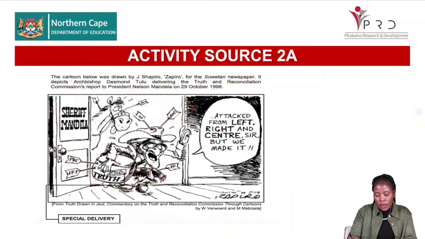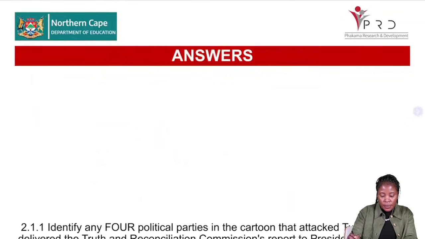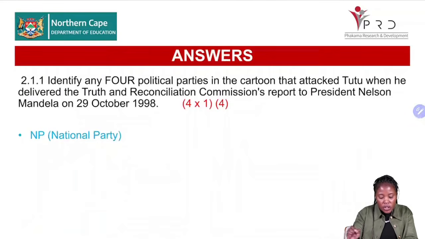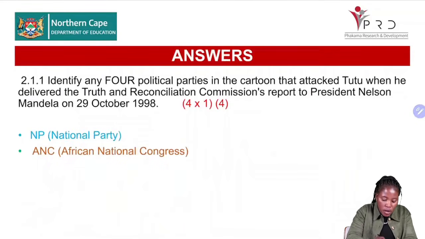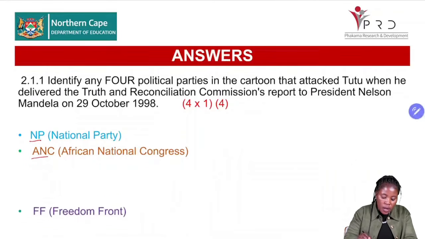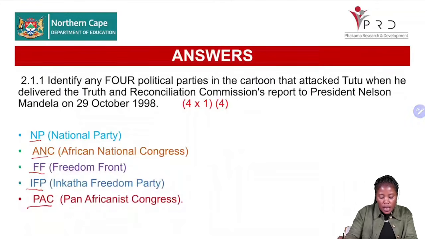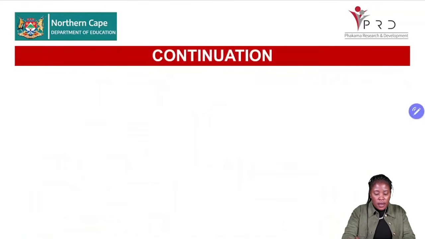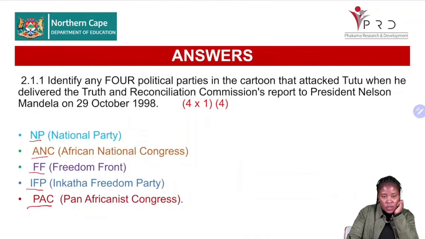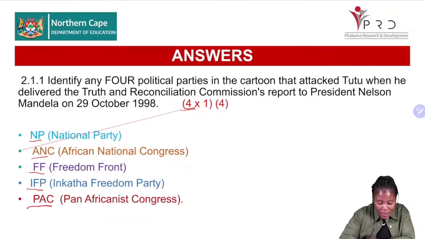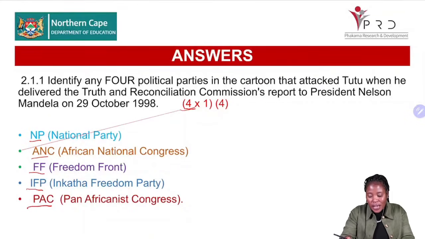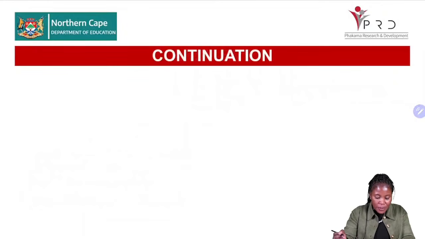So now let's go through the answers. We have the National Party. We have the African National Congress, which is the ANC. We have the FF, which is the Freedom Front. We have the IFP, which is Inkatha Freedom Party, and we have the PAC there. So those are the 5 possible answers. But the mark allocation only says 4. So learners, we have 5 answers. Out of those 5, you are only expected to give only 4. Now let's move on to the next question.